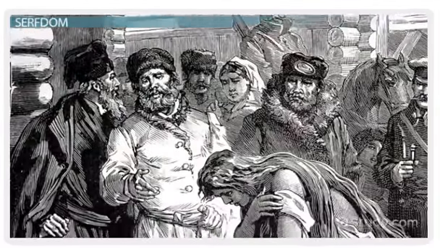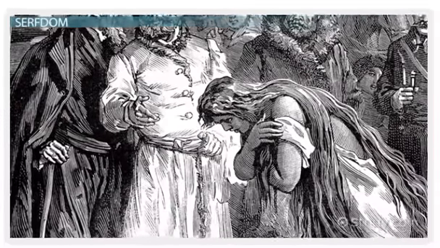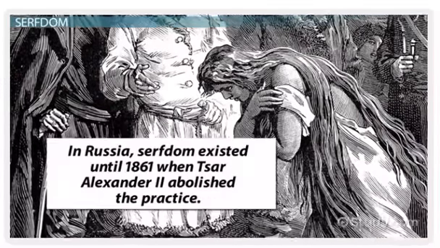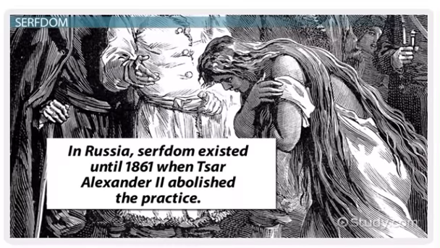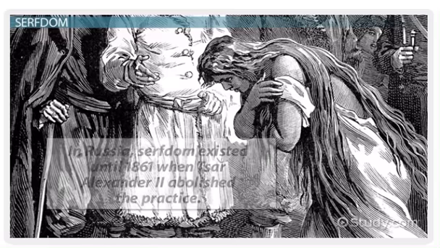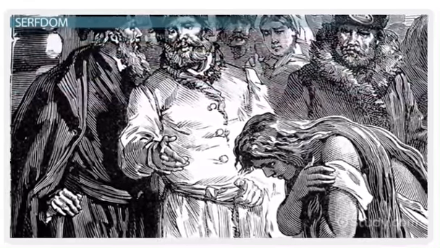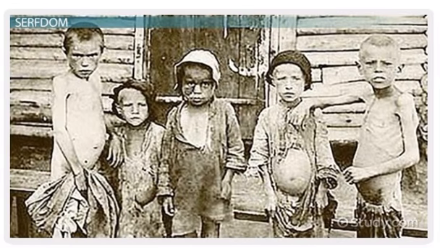Russian serfs basically had no rights and were little more than slaves. In Russia, serfdom existed until 1861, when Tsar Alexander II abolished the practice. Even after serfdom was officially abolished, the peasant class had few opportunities to better themselves, toiling continually and suffering in horrifying living conditions.